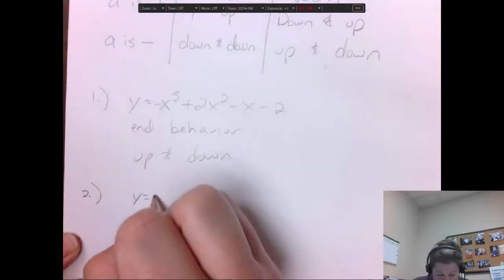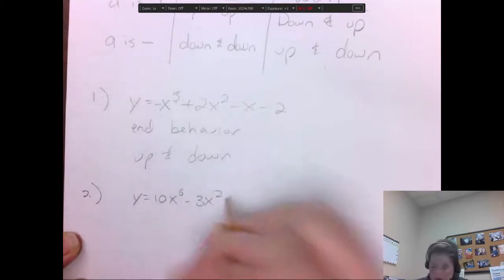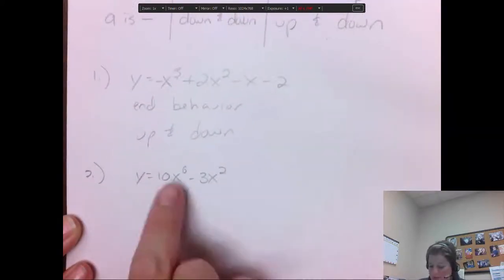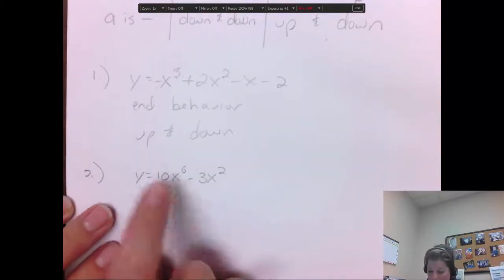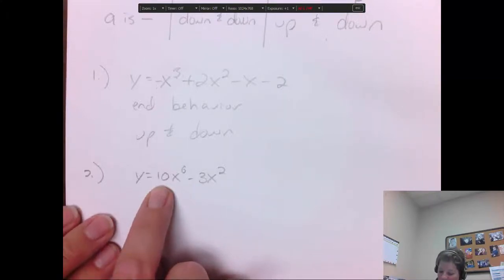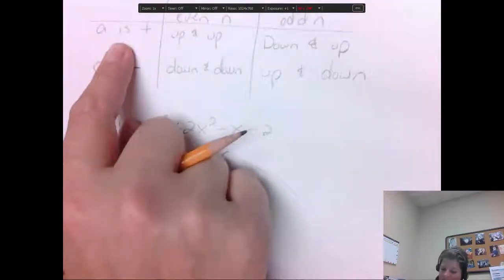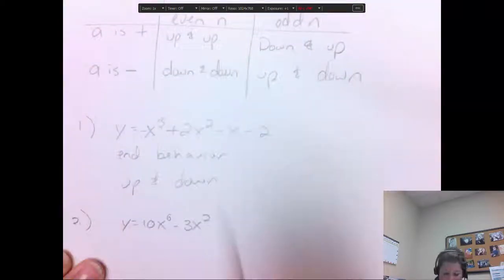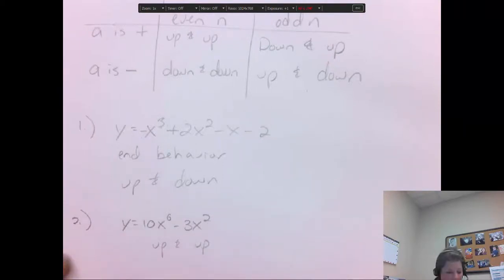Okay, so what about y equals 10x to the sixth minus 3x squared? First of all, it's in standard form. It goes 6 and then a 2, so it's going down. So our leading term is here. The leading coefficient is 10, and that's positive. And then it's even because it's a 6, so we're positive and we're even. So this one's up and up. And again, you could graph it and double check. And that's all end behavior is. You're just looking at that first term.